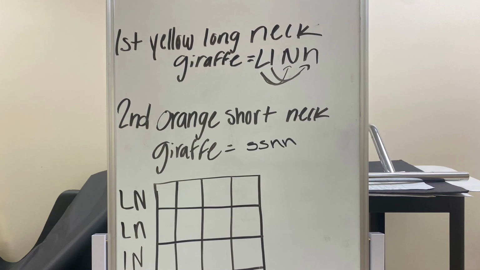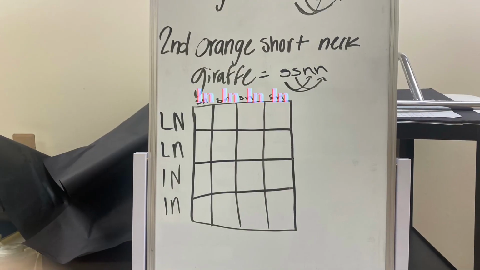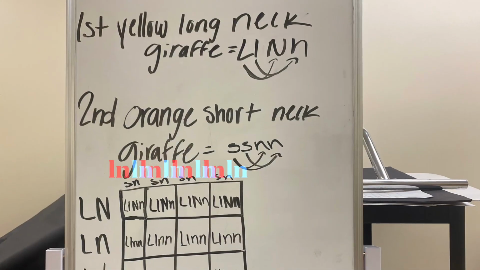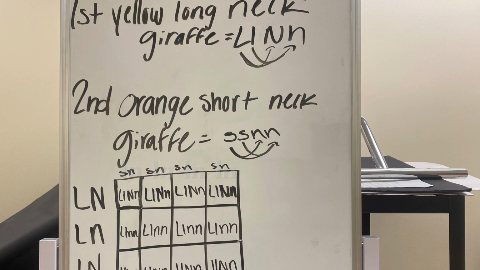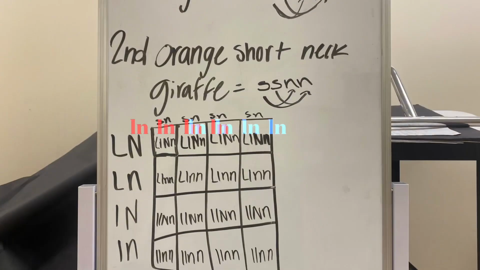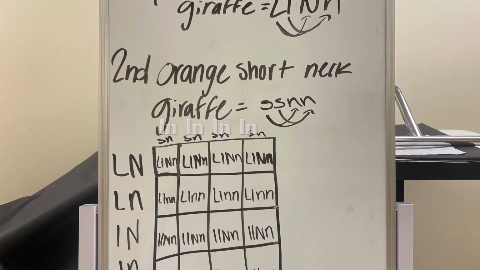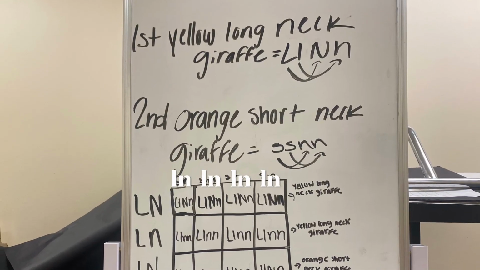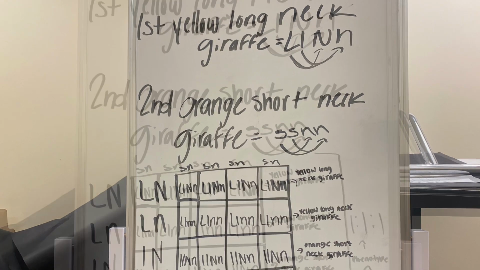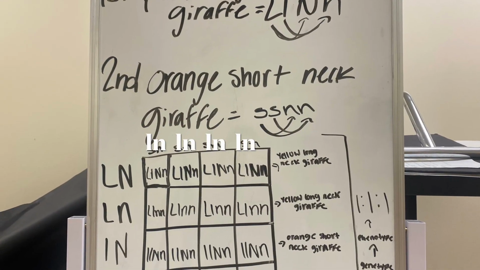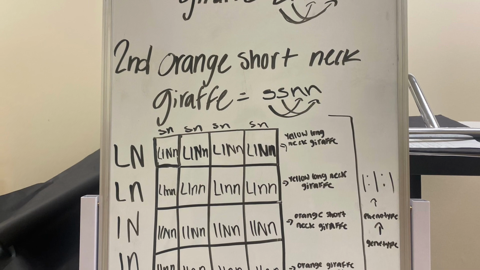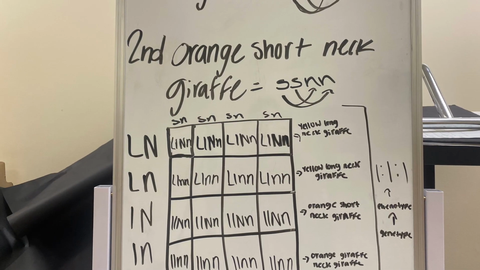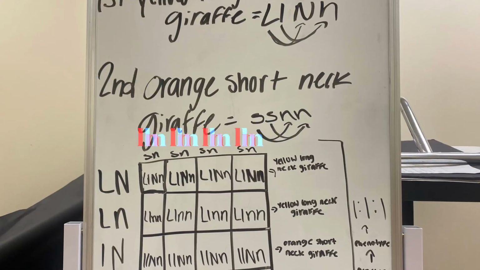I'm going to draw a 4x4 table and put the alleles of the two giraffes on the top and side using the FOIL method to make sure I have the correct gametes. The acronym stands for first, outside, inside, last. This results in a genotype ratio of 1 to 1 to 1 to 1 and a phenotype of 4 yellow giraffes with a long neck, 4 yellow giraffes with a short neck, 4 orange giraffes with a long neck, and 4 orange giraffes with a short neck, which also happens to be a phenotype ratio of 1 to 1 to 1 to 1.